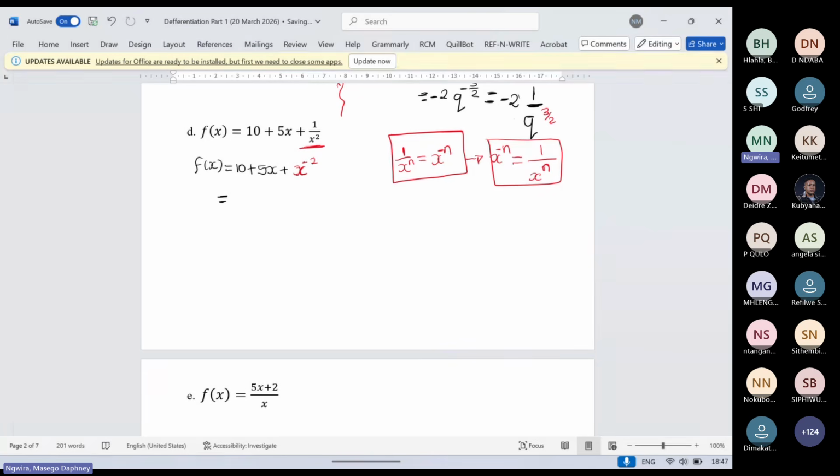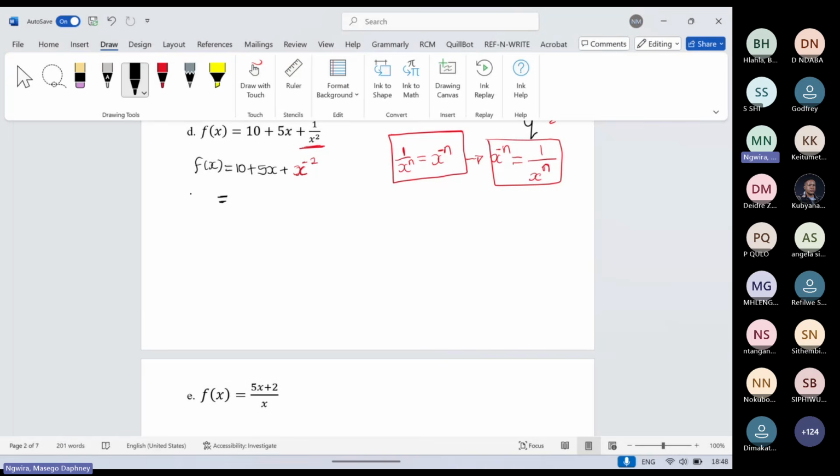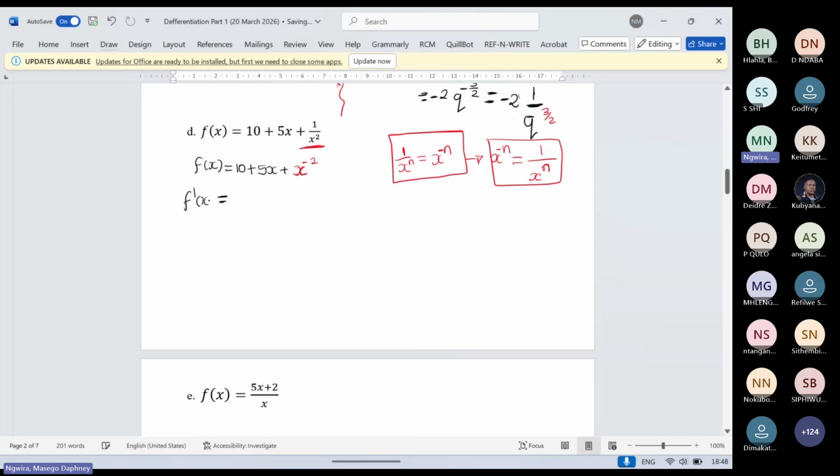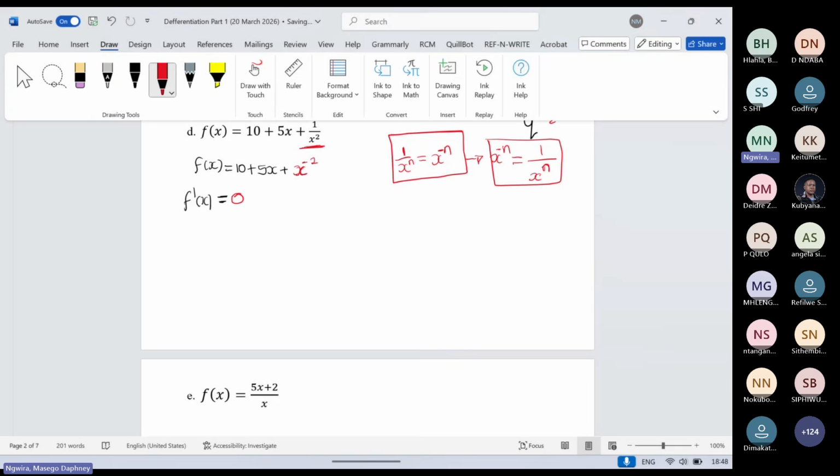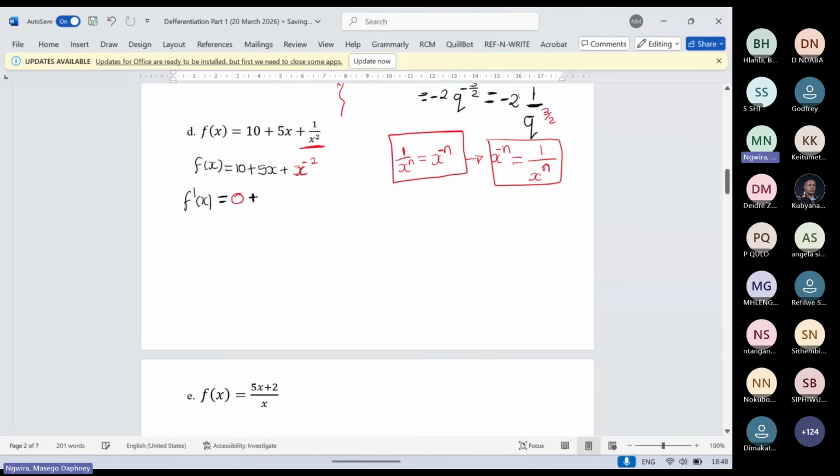Let's differentiate. The derivative of a constant is 0. I'm going to change this one, so this is a prime. So this is f prime of x. This one is 0. The derivative of a number is 0. Plus, we said this is going to be 5, then times. There's a 1 here, you see? There's always a 1 here, by the way. There's always a 1 here. All right? So this is going to be times.